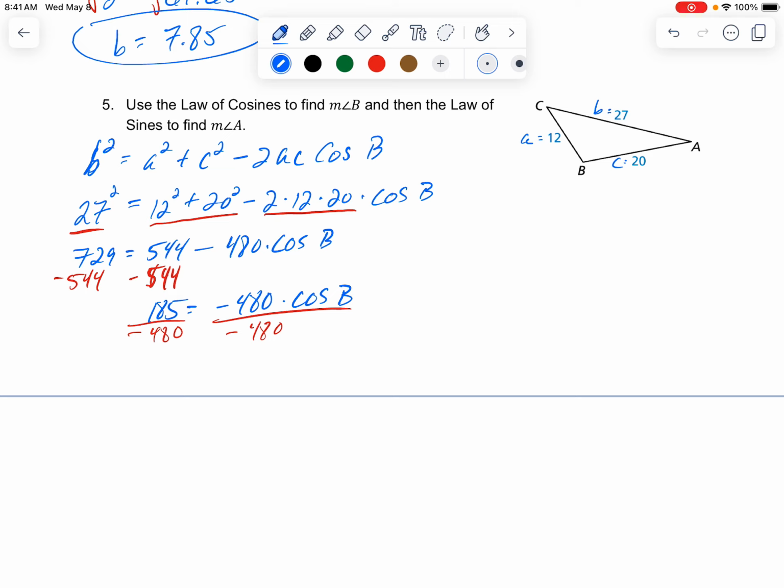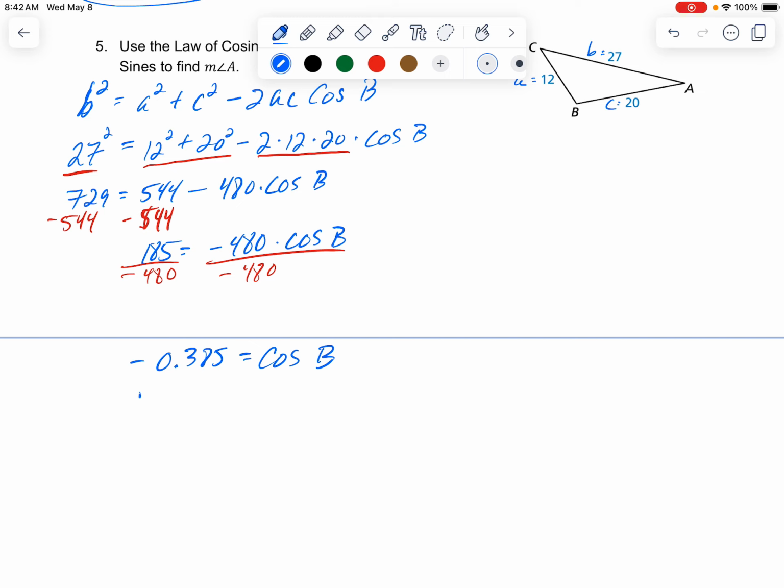We end up with, on the left, a negative 0.385 equals my cosine of B. And it's probably easier if we reverse that. We're used to seeing it in the other direction, so since these are equal, I can just switch them, that's fine. So the cosine of B is equal to negative 0.385.